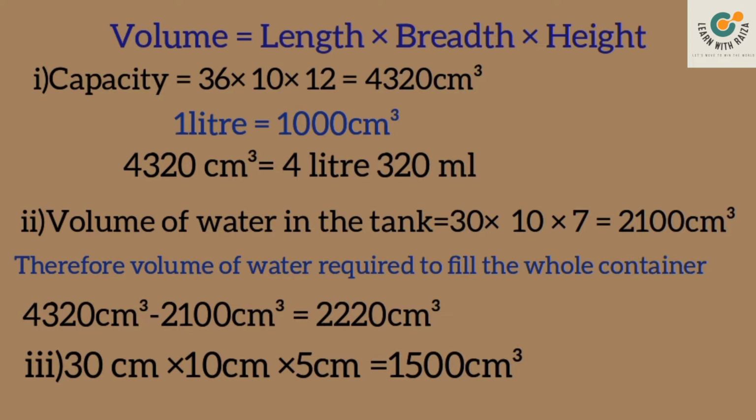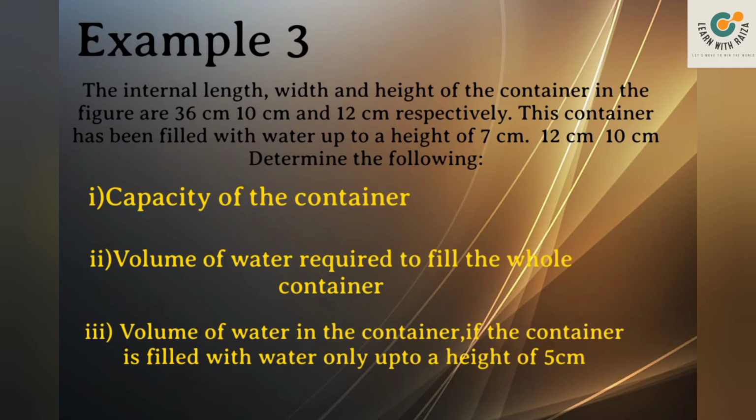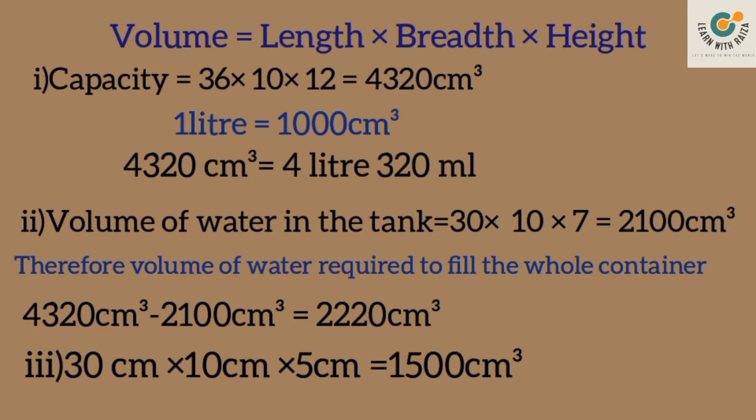Roman number 3 of this question is to determine the volume of water in the container, if the container is filled with water only up to a height of 5 centimeters. This is very simple. You have to change the value of the height when you are finding the volume. So volume is equal to length into breadth into height. Length and breadth are the same, 30 into 10, and the height is 5 centimeters. Therefore you multiply them and get the volume as 1500 cubic centimeters.